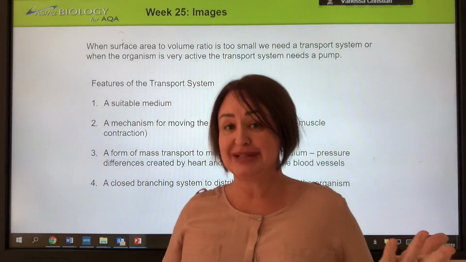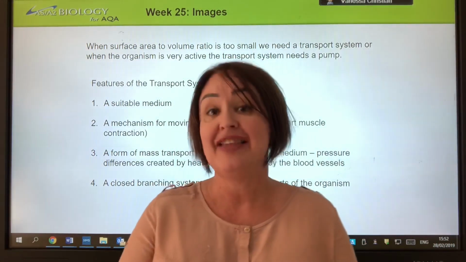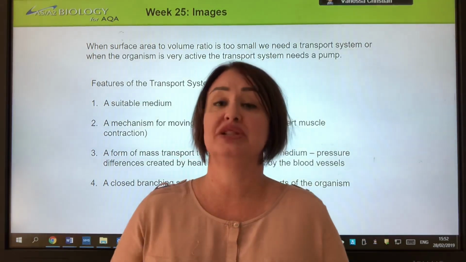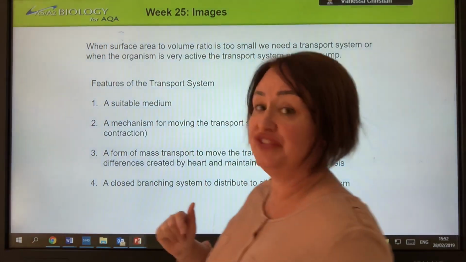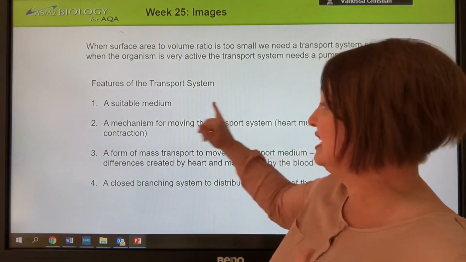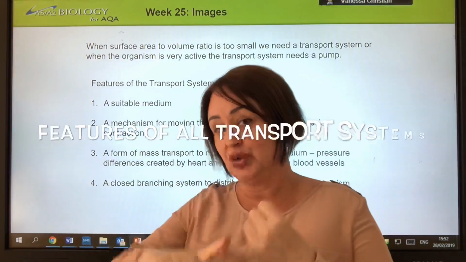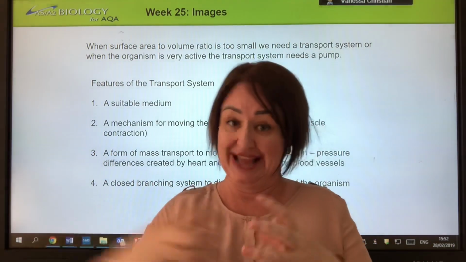Also, if an organism is particularly active, they have higher respiratory demand. They have a higher demand for oxygen and glucose, so we need to get those substances to the site of respiration really quickly. Let's have a look at some of the features of a transport system. So the first thing is we need a suitable medium. So when we're transferring our glucose, when we're transferring our oxygen, we need a medium to move it in.